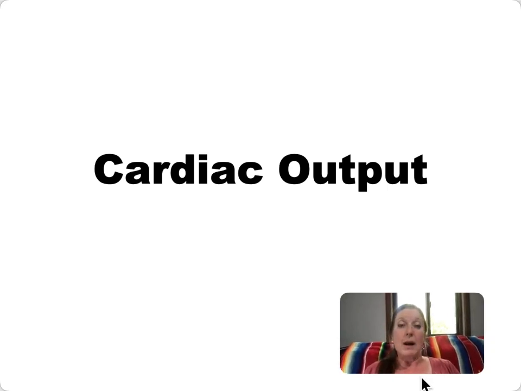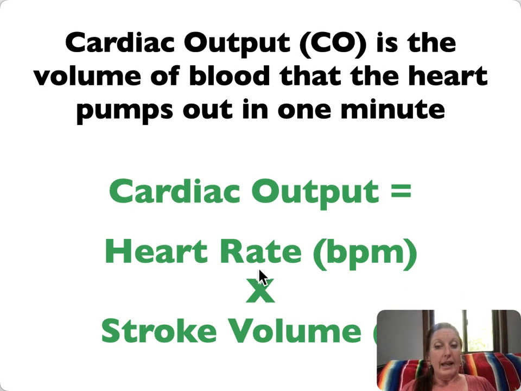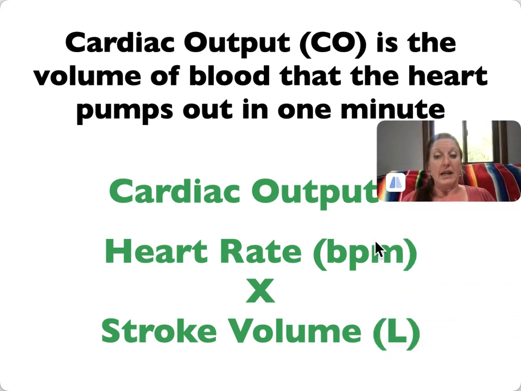This video is about cardiac output. Cardiac output is defined as the volume of blood that the heart pumps out in 1 minute. Now, cardiac output is calculated by multiplying the number of times that the heart beats each minute by the volume of blood that comes out with each beat.